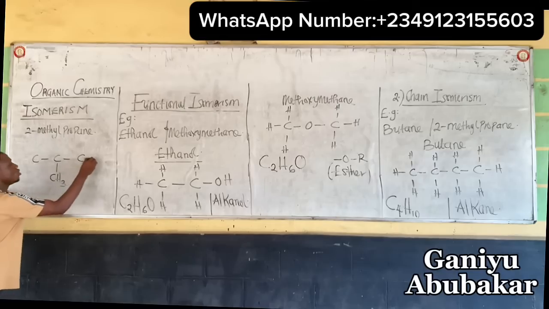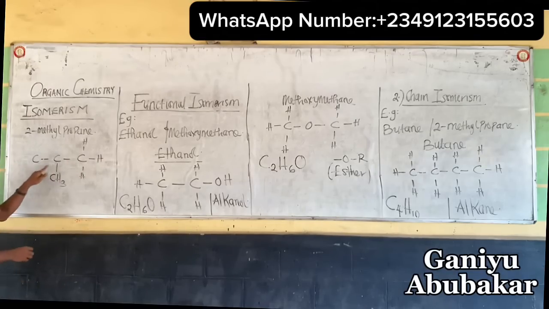This is 1, 2, 3, 4, balanced. This is called 2-methyl propane. This is the structural formula for 2-methyl propane. Let's get the molecular formula. How many carbon here? 1, 2, 3. That's C3.